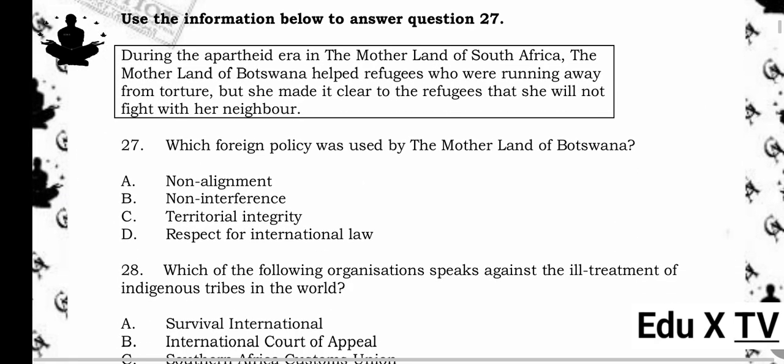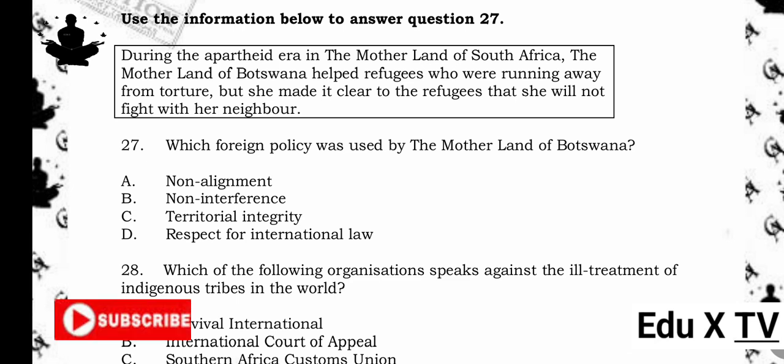Reason being, Swaziland (now Eswatini) is an absolute monarchy, where the king holds most of the power, and people do not elect the national leadership. Botswana, Zimbabwe, and South Africa are democracies, though with differences in practice. Use the information below to answer question 27. During the apartheid era in the motherland of South Africa, the motherland of Botswana helped refugees who were running away from torture, but she made it clear to the refugees that she will not fight with her neighbor.